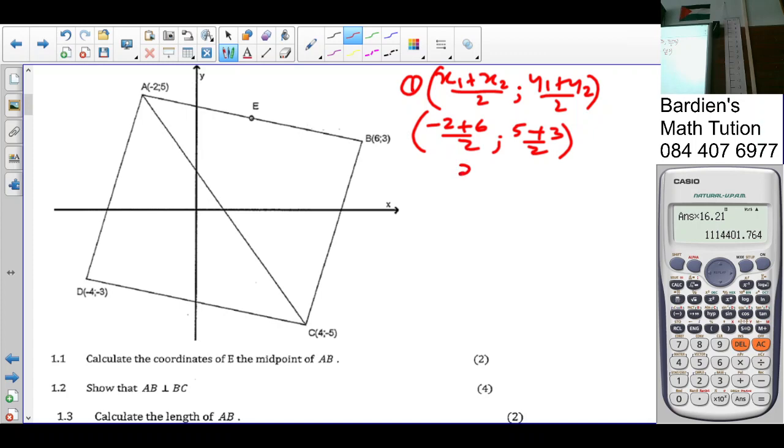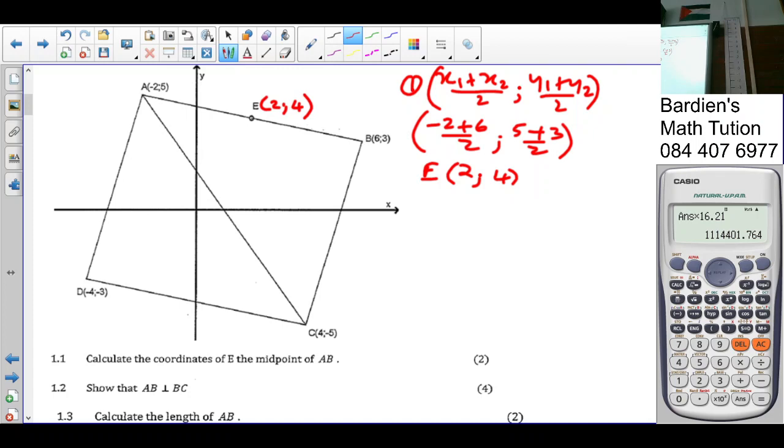So that gives 4 over 2, 8 over 2. It's going to be 2 and 4. Any confusion there? No. Okay.